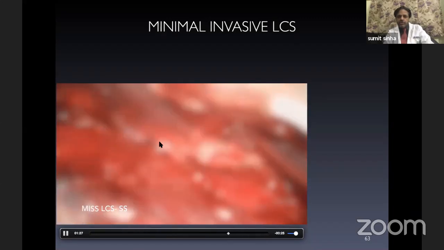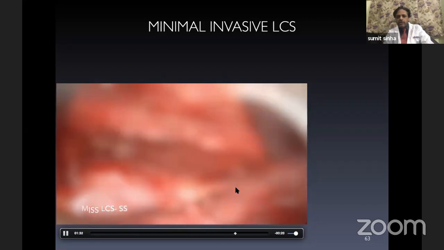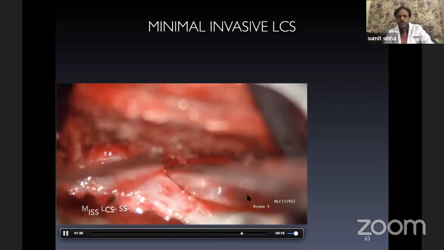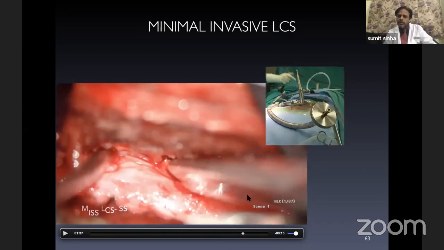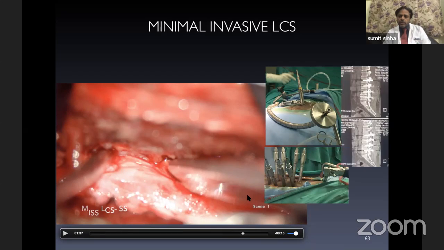You see the root decompression. You see the foraminotomy over there also, easily done without any compromise in the space at any point of time. And at the end of the surgery, percutaneous screws were also done in order to fix the spine, as the patient was complaining of severe back pain. And this is the post-operative photograph.